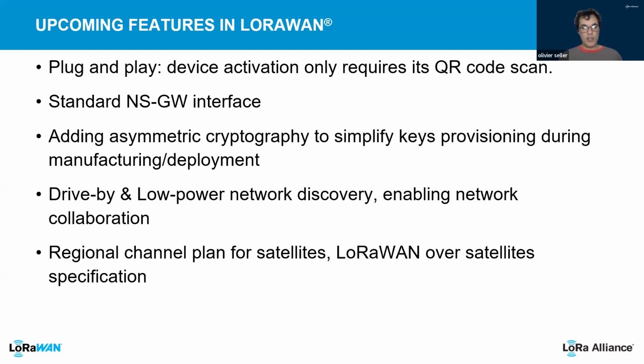We will be adding asymmetric cryptography to simplify keys provisioning. So remember that root key, the red one in the beginning of the presentation. It needs to be stored in the end device securely, and adding asymmetric cryptography, meaning certificates instead of symmetric, is a way to simplify provisioning during manufacturing and deployment.